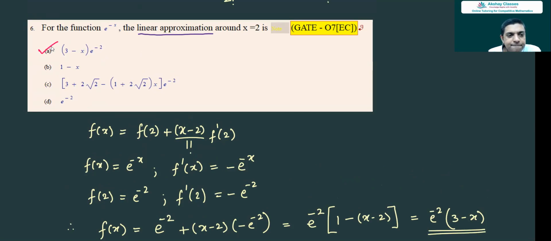Okay. So some of you have written D, but D is a constant. It is not a linear approximation. E power minus 2 is a constant number.